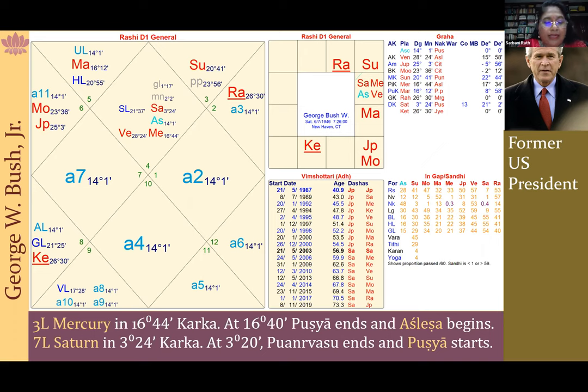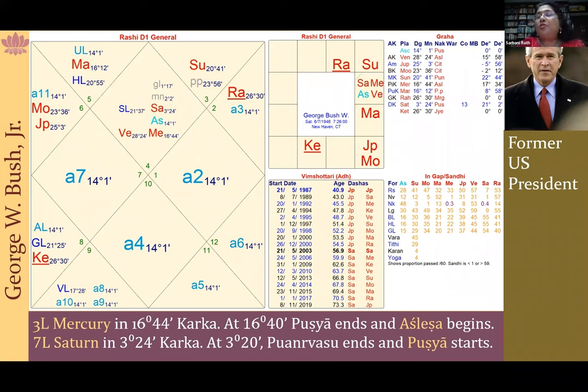Now, third lord Mercury is at 16 degrees 44 minutes of Karka. And at 16 degrees 40 minutes, Pushya ends and Ashlesha begins. So he's Ashlesha Nakshatra just because of that, but he's within the safety zone, as you can see. And then the seventh lord Saturn is at 3 degrees 24 minutes Karka, and at 20 minutes Punarvasu ends and Pushya starts. So this is the joint between Punarvasu and Pushya, given by Saturn, whereas Mercury is indicating the joint between Pushya and Ashlesha.